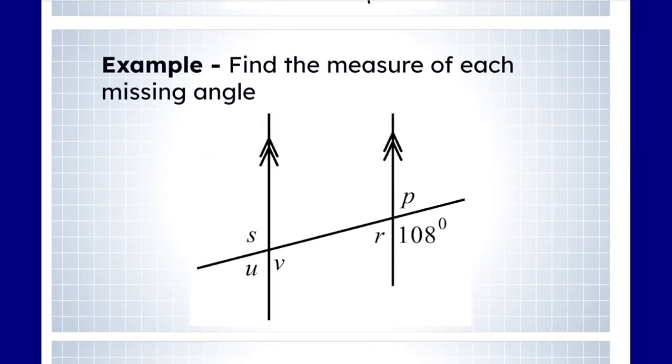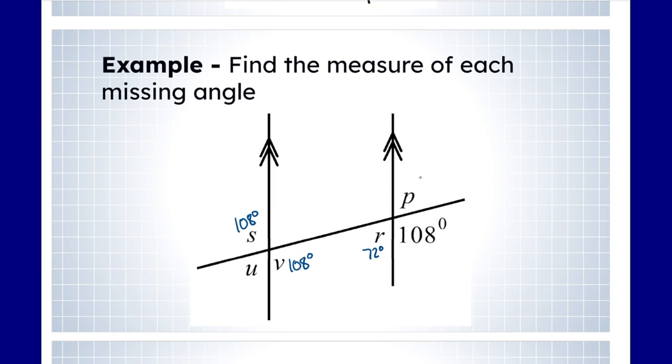Same idea for the next one, right? We could use the F pattern for some of these, even though it's sideways. We see the F pattern here. So again, V would be 108. Using the opposite angle theorem, we know that S has to be 108. We can use the C pattern and say that V and R have to add to 180. So in this case, R would have to be 72 degrees.